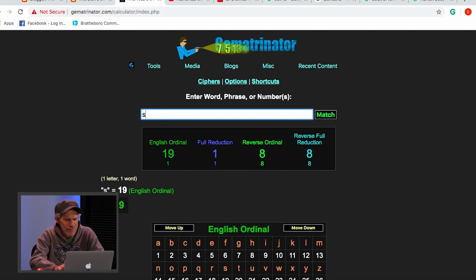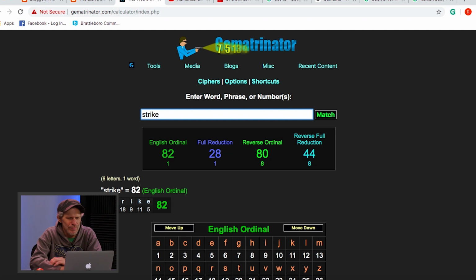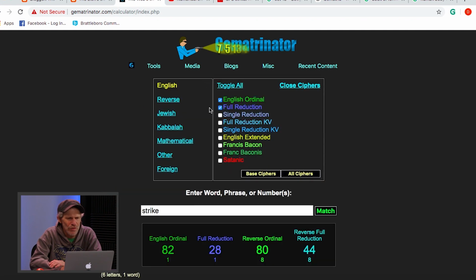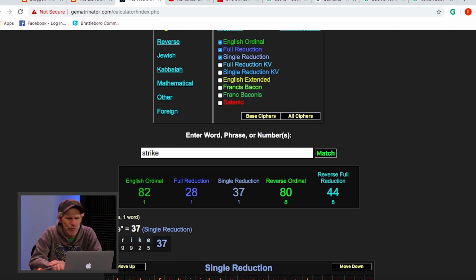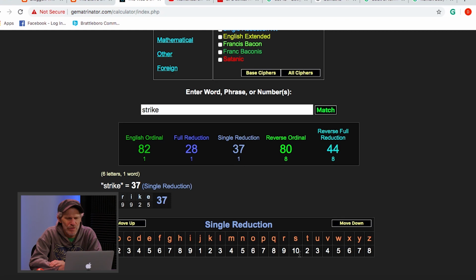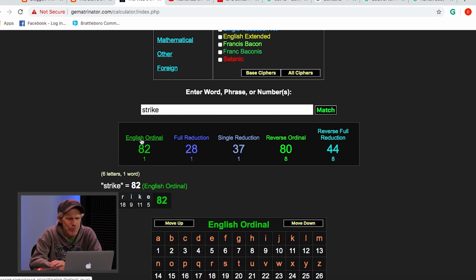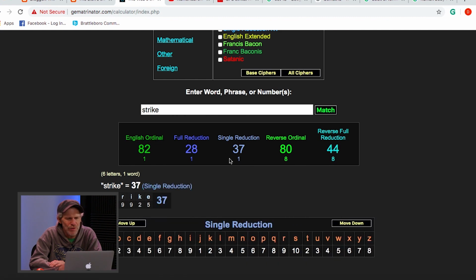And strike, guess what strike equals? Well, it's something called the single reduction cipher, or the S exception. So S can be reduced twice. S in this single reduction cipher is 10, because S normally is the 19th letter of the alphabet. You notice here, S is the 19th letter of the alphabet. But 1 plus 9 is 10. And further reduced, S is 1. So anyway, in this cipher, strike is 37, just like Chicago, just like the time it was updated.